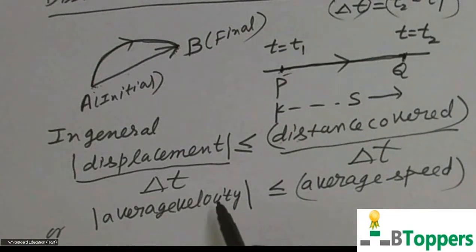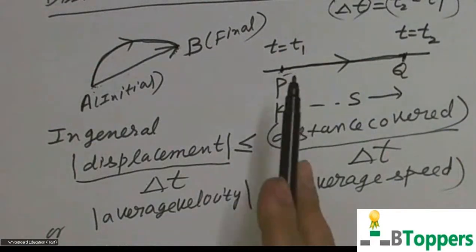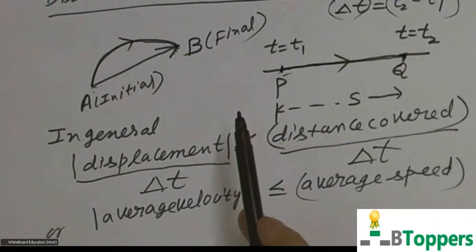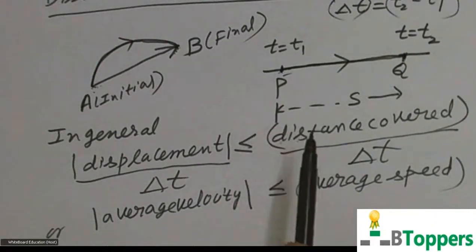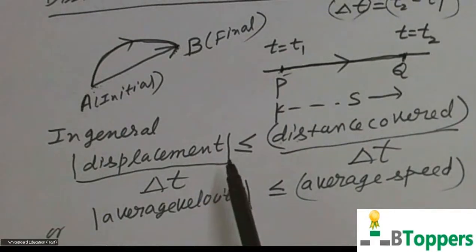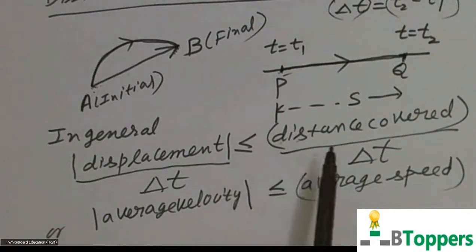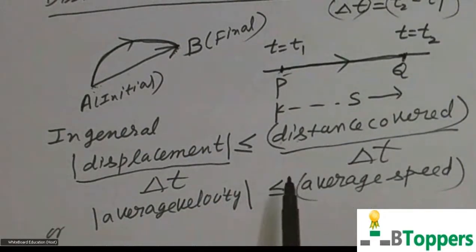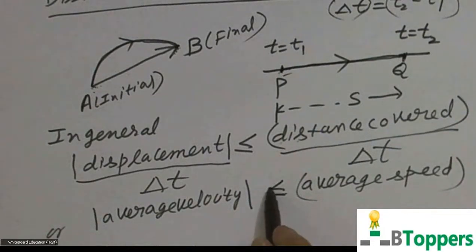That means, in general, if a particle is in motion for a certain interval of time delta t, the magnitude of displacement of the particle will be less than or equal to the distance covered by the particle, and the magnitude of average velocity of the particle will be less than or equal to the average speed of the particle.